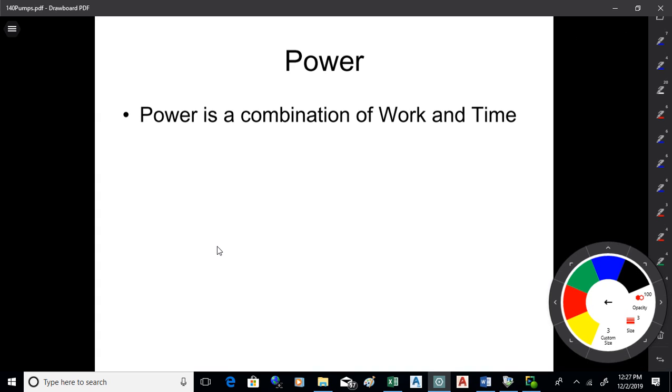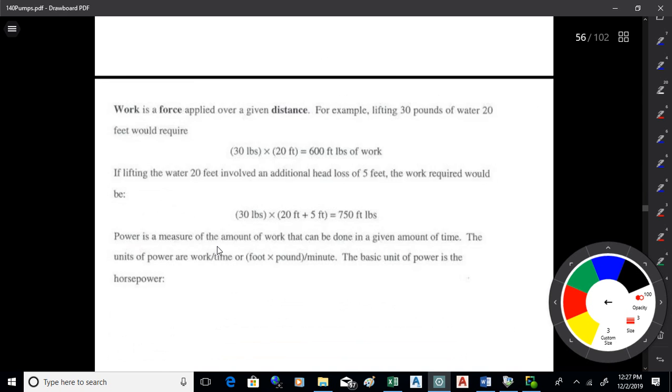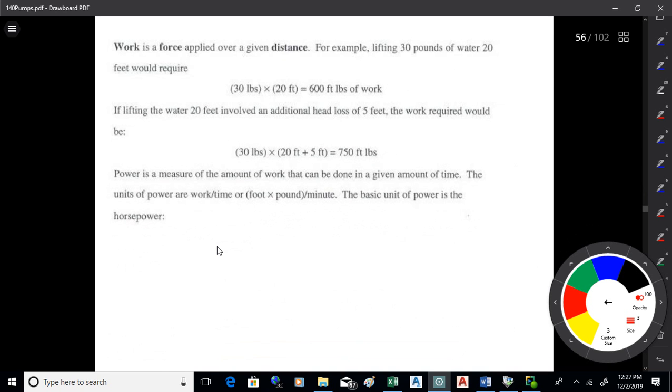Okay, let's keep going with this if we're all right with that. Let's have a look at page 143. And let's look at power in pumps, because that's really how we size pumps. Power is a combination of what's called work and time. Work actually has a very specific definition in physics: a force applied over a distance.